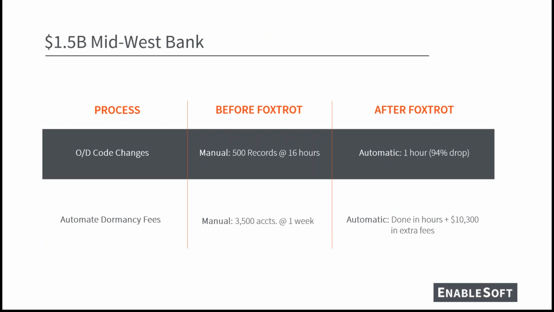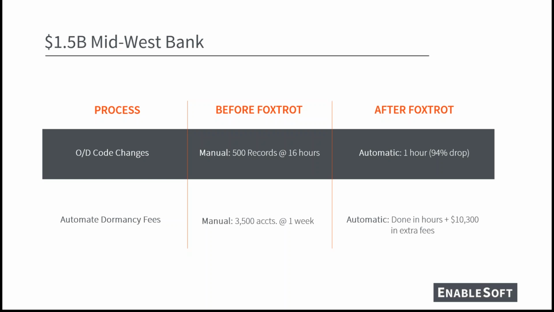So this particular bank, again, this $1.5 billion Midwestern bank, uses Foxtrot for all sorts of different things. These are two examples. We'll really focus on the second one. But in the first case, they use Foxtrot to automate overdraft changes. So again, this financial institution opens about 500 new accounts each week. That's about 2,000 a month, obviously. They used to spend about 16 hours each week in front of a computer manually changing the overdraft codes on each of these new accounts.